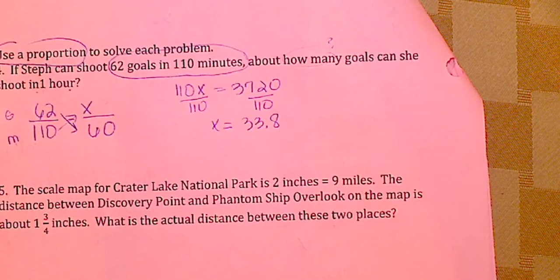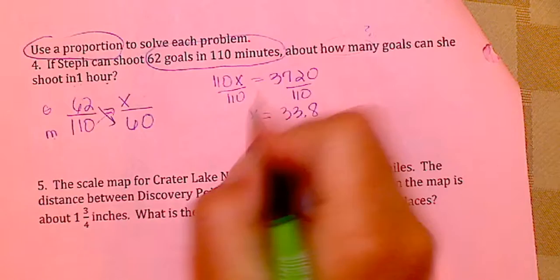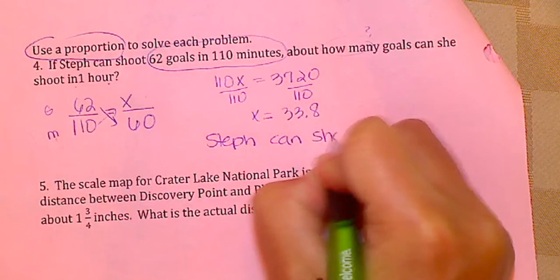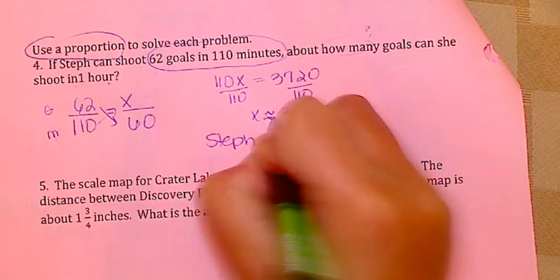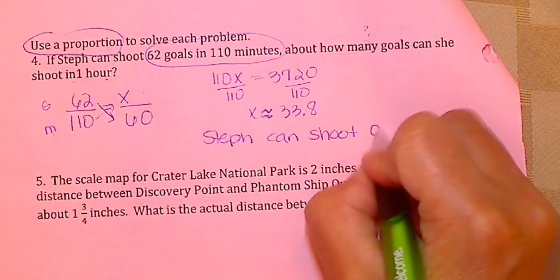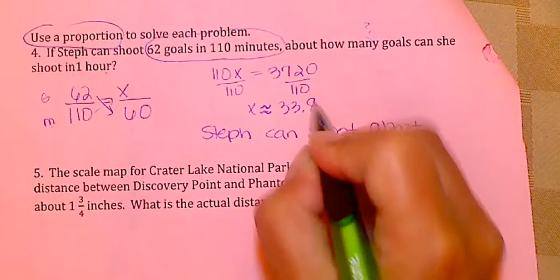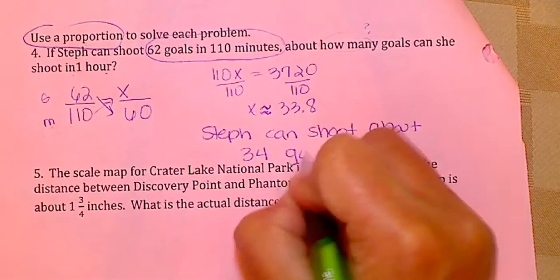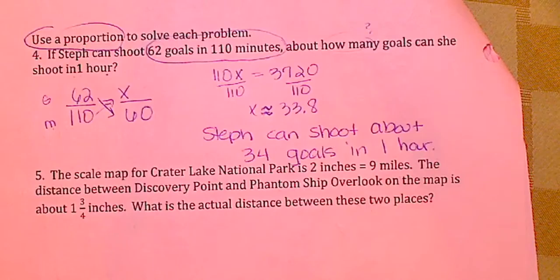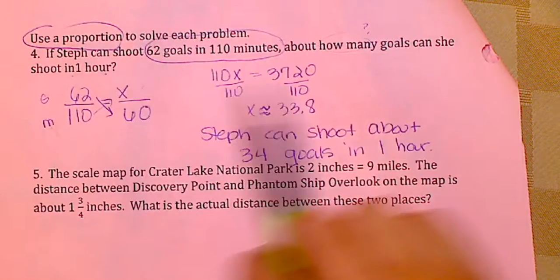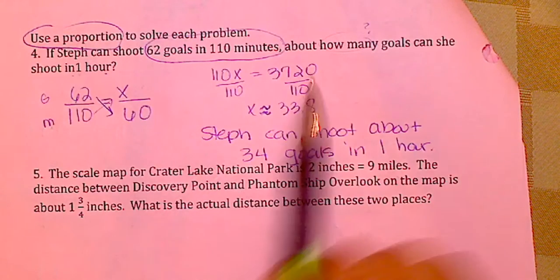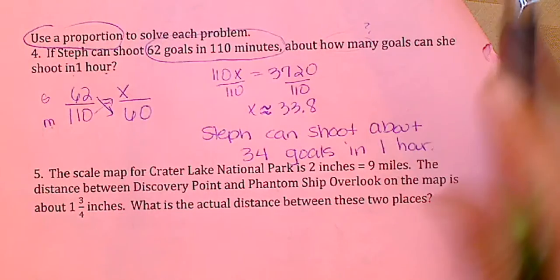So it says, how many goals can she shoot in 1 hour? So we say, Steph can shoot. Now this is an approximation. This means about. You don't have to do that, but can shoot about 34 goals in 1 hour. Okay? So, rule of thumb, if it is a word problem, your answer must be in words, not set notation. Now, if you put it in set notation and you give the words, I'm not going to mark that wrong, so you're fine.